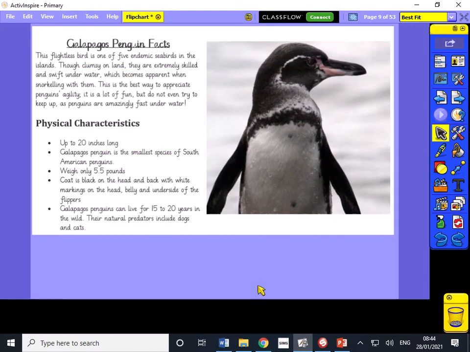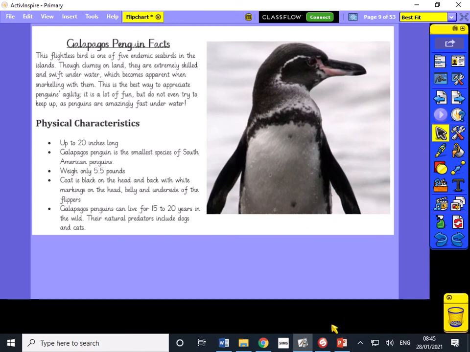This flightless bird is one of 5 endemic seabirds in the island. Endemic just means that they only live in the Galapagos. Though clumsy on land, they are extremely skilled and swift underwater, which becomes apparent when snorkeling with them. This is the best way to appreciate penguins' agility. It is a lot of fun, but do not even try to keep up, as penguins are amazingly fast underwater.